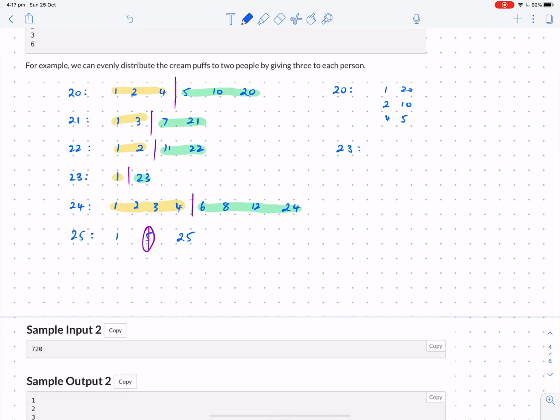23. You've got 1 and 23. What's the square root of 23? 4 point something. So we'll stop at 4. 2 doesn't go into it. 3 doesn't go into it. 4 doesn't go into it. Now we stop. We've got all the factors.